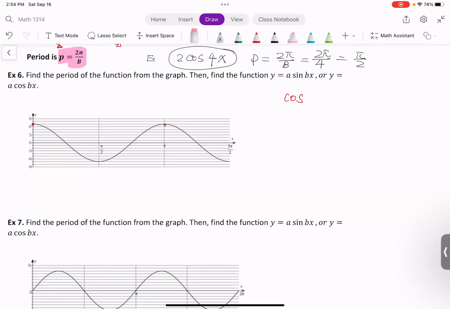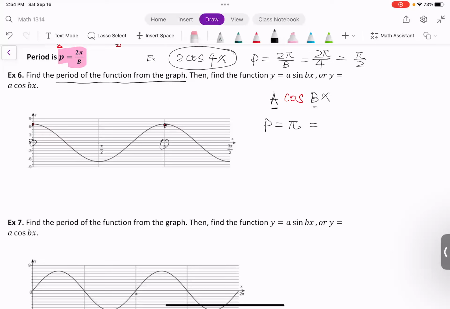No, I don't know what b is, because the function could maybe have an a in front, times cosine bx. I need to know what a is and what b is, and then I can find my function. The question says, find the period of the function from the graph. Can you see the period? Yes, from peak to peak, this is one period from 0 to pi. So the period for this graph is pi.